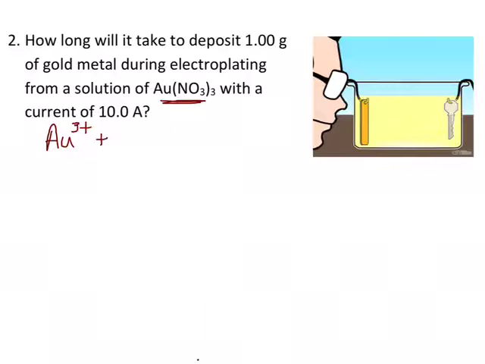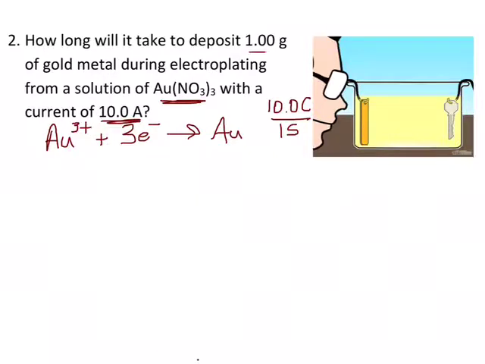And now we're going to reduce it, so 3 positive is going to gain 3 electrons, and it's going to form gold metal. Our current is 10 amps, so the current means there's 10.0 coulombs for every 1 second. That's what the current means.